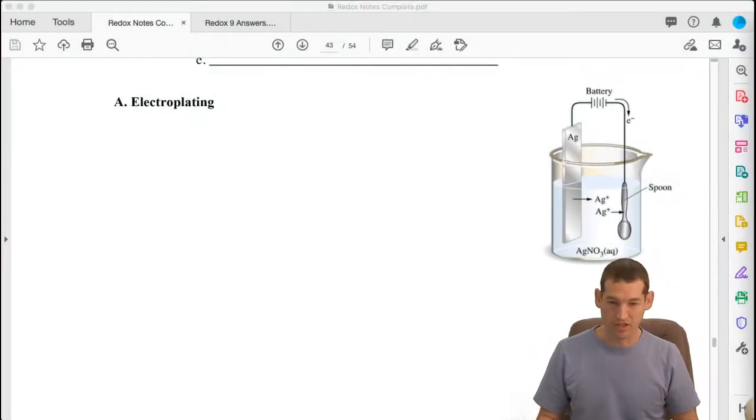All right, let's jump into electroplating. Now I'm trying to do a couple things here. We'll see if it works, see if I can even show you the demonstration that I would have shown you in class. So in your notes, we're on this part of the page here.